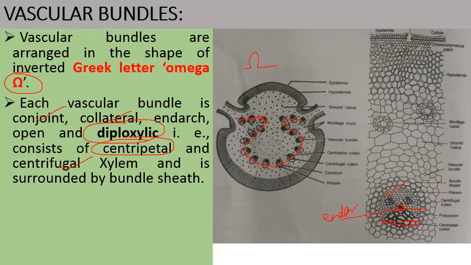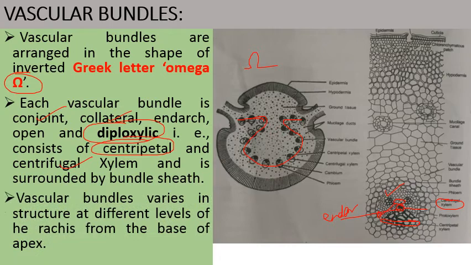While in case of centrifugal xylem, metaxylem occupies the central region and protoxylem is towards the outer side, and this condition is also known as the exarch condition. So vascular bundles vary in structure at different levels of Rachis. So the arrangement of vascular bundles varies from the Rachis base to the apex. It is the unique feature in case of Cycas Rachis.